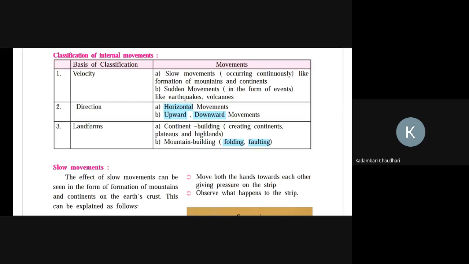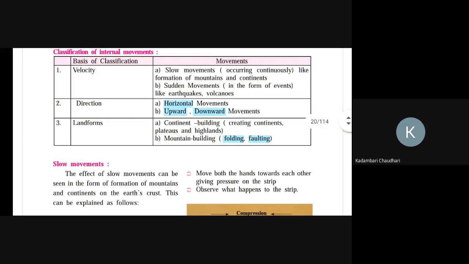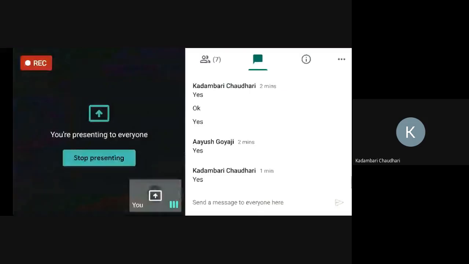Next one is mountain building, folding, faulting. Basically, all these things we are going to see in detail. So don't get confused over here. Anybody having any doubt up to now?